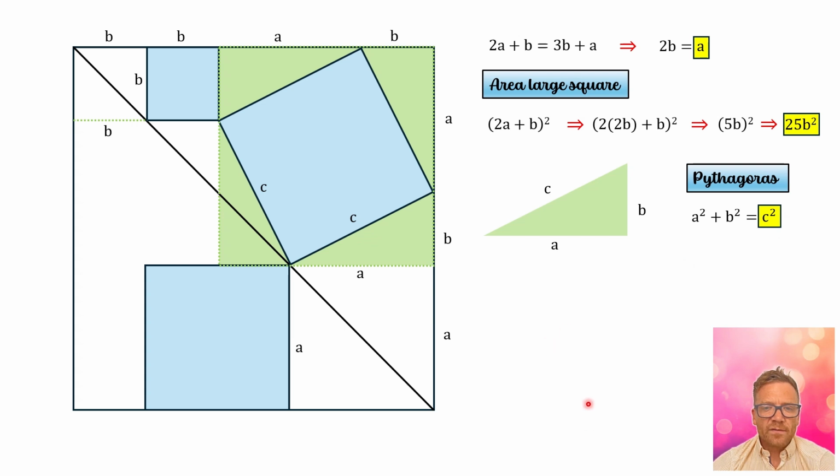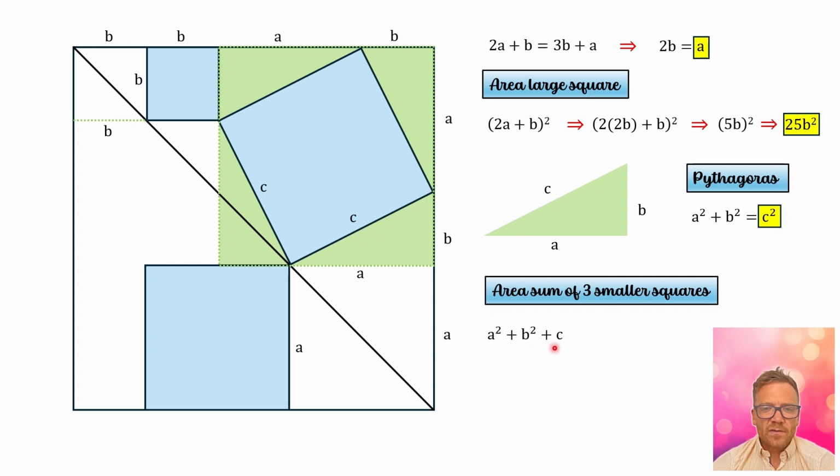And now we can find out what the area of the sum of these three blue squares is. So it's going to be A squared plus B squared plus C squared. And remember, we know what C squared is. So we can take C squared here and substitute A squared plus B squared into this expression. So we would have A squared plus B squared plus A squared plus B squared. Well, that equals 2 times A squared plus B squared.